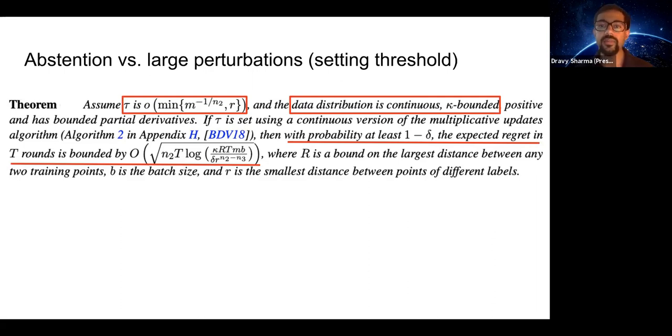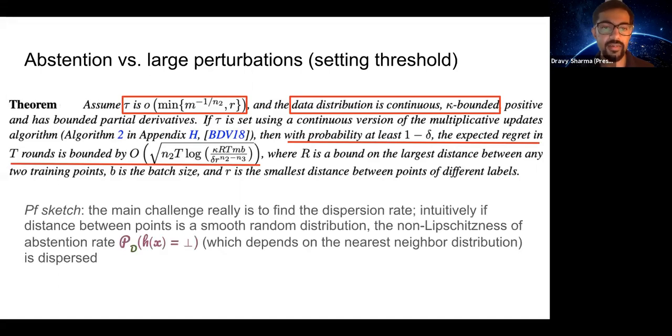All right, so then with high probability, the expected regret is basically sublinear. There's a bunch of things there in terms of the parameters. We definitely don't have time to look at them in detail, but you basically get sublinear regret. And the main interesting thing here, which is useful if you want to apply this paradigm to your problem, is that you need to find the dispersion rate. Intuitively, the distance between points is a smooth random distribution, and we can show that the non-Lipschitzness, or the discontinuities in the abstention rate, are also dispersed.